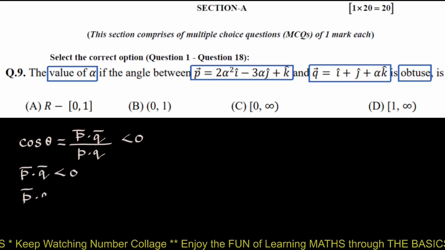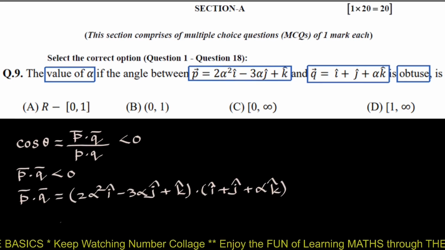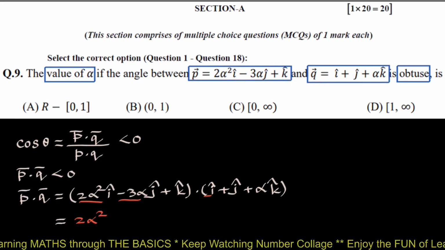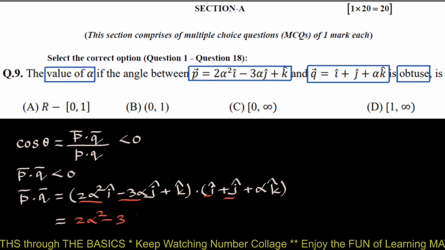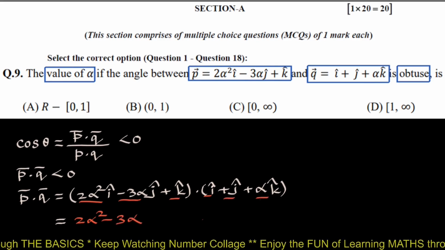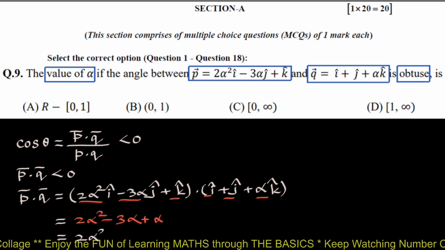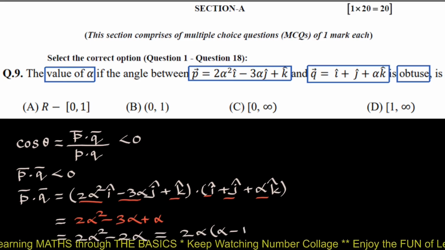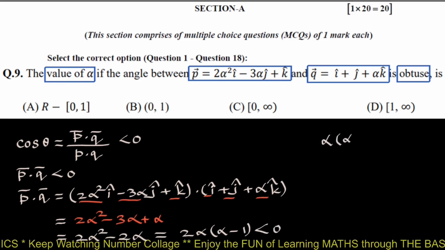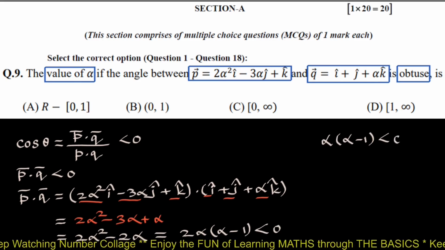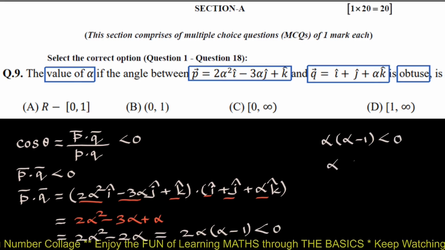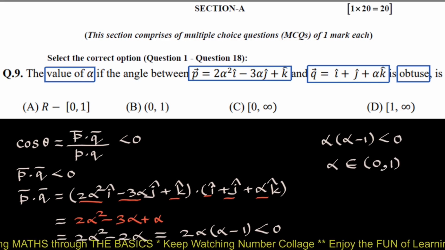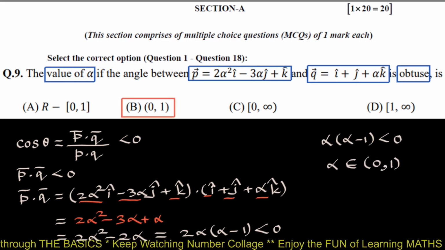Now P bar dot Q bar equals the dot product, which equals 2 alpha square into 1, 2 alpha square minus 3 alpha into 1 minus 3 alpha, 1 into alpha plus alpha. That will be 2 alpha square minus 2 alpha, which is 2 alpha into alpha minus 1, which is negative. Alpha into alpha minus 1 negative gives alpha belongs to the open interval 0, 1. So the correct answer option here is B, 0, 1.